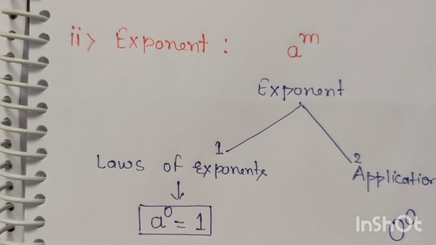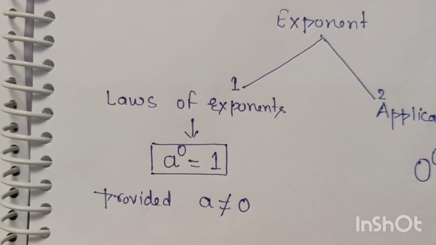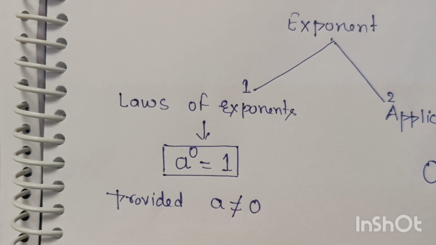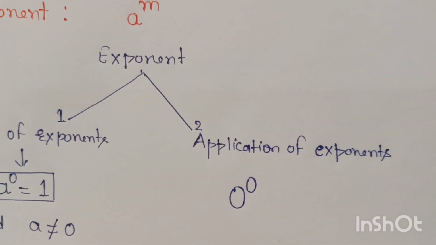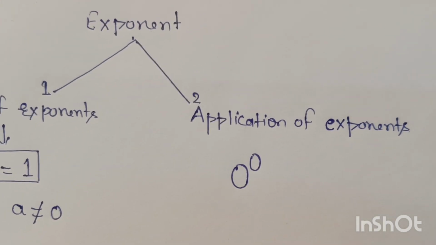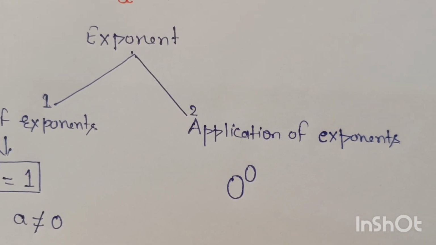But there is a condition in this law. It says that a should be non-zero. Then only the answer will be 1. But we have the expression 0 raised to the power 0. So we are going to keep this 0 raised to the power 0 in application of exponent.